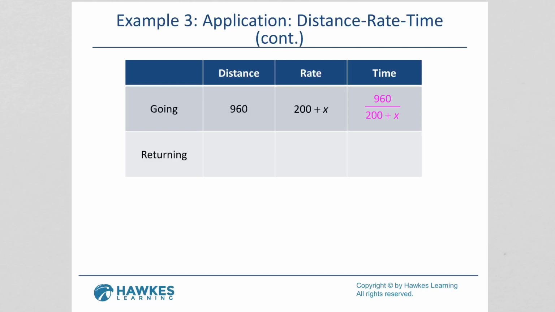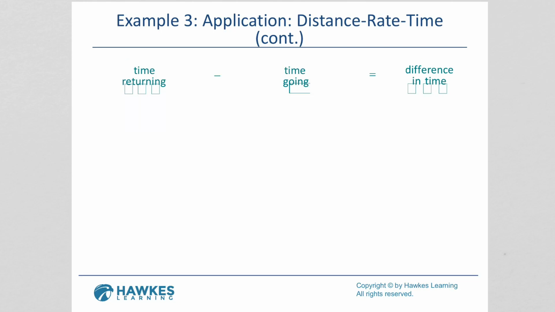For the trip returning, again, 960 miles. The rate is 200 minus x. The time it took is 960 over 200 minus x. So we know the time returning minus the time going is equal to the difference in time. So 960 over 200 minus x minus 960 over 200 plus x is equal to 2. Remember, that's the difference in the time.